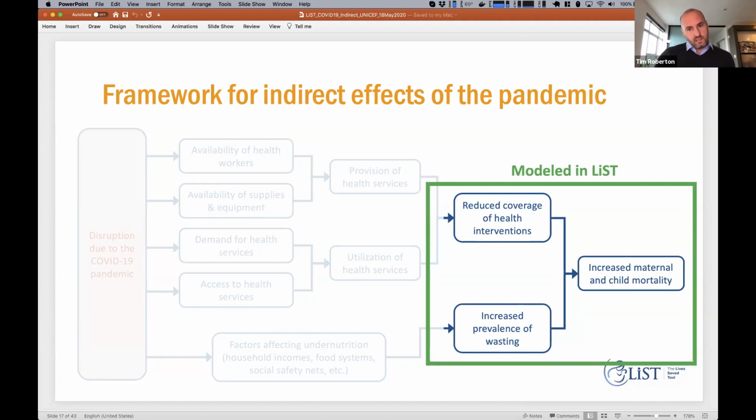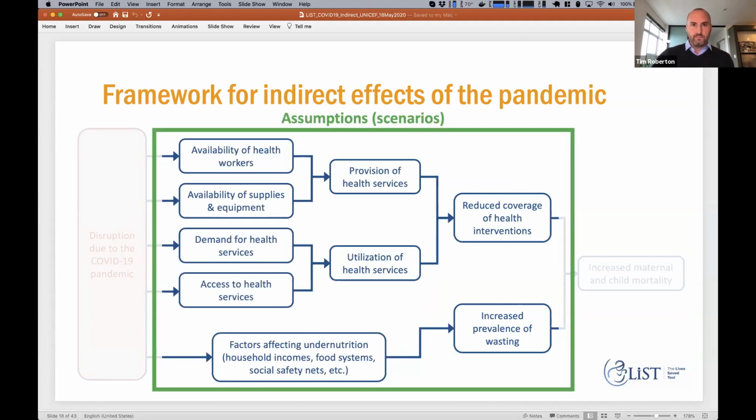We can take changes in the coverage of health interventions, and we can show how those changes, so for us a reduced coverage in health interventions, will lead to increased maternal and child mortality. And the same for wasting. We can show that wasting will increase risk of death from other factors, thus leading to increased maternal and child mortality. So this section on the right, this is what LiST is all about. And if you're familiar with LiST, you will be familiar with this concept and this very simple framework.